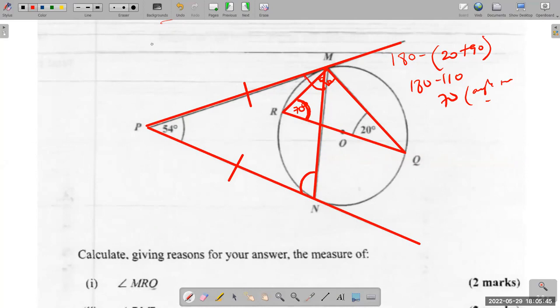So what do I do to find that? I say 180 minus 54 and divide that by 2. So what is that? That's 126 divided by 2. That's 63? Yes, 63. So I know here is 63. I know here is 63. Yeah?